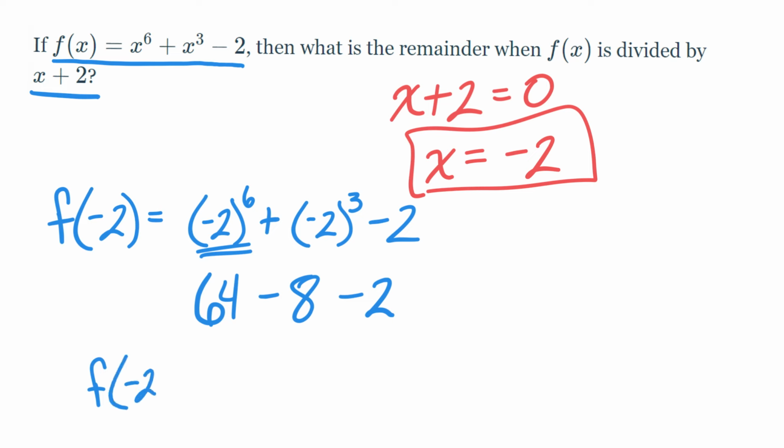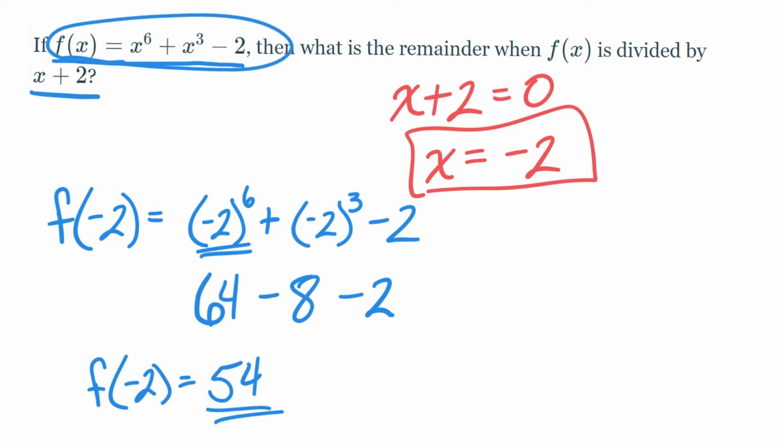So 64 minus 8 minus 2, that's essentially 64 minus 10, which is 54. So we know that when this number is divided by this number, we will have a remainder of 54. It tells us a couple of things. It tells us that this is not a factor of that number, but again, we also know that we have a remainder of 54.